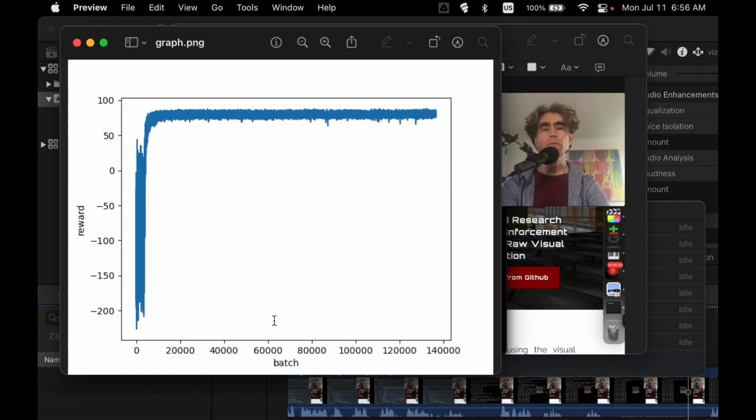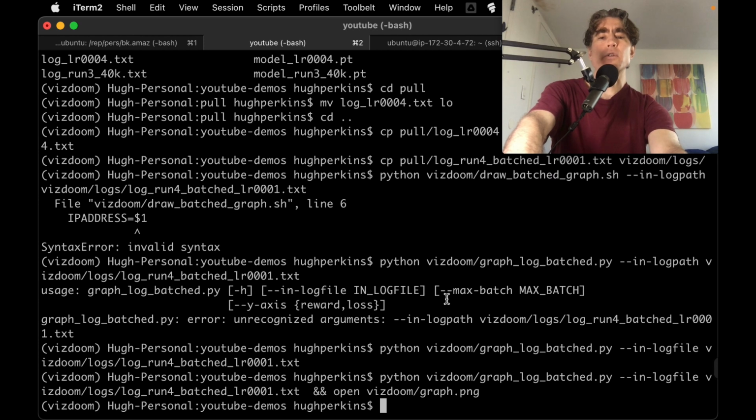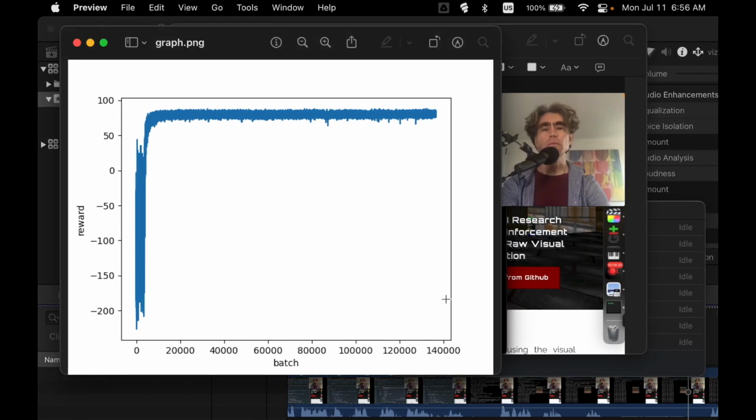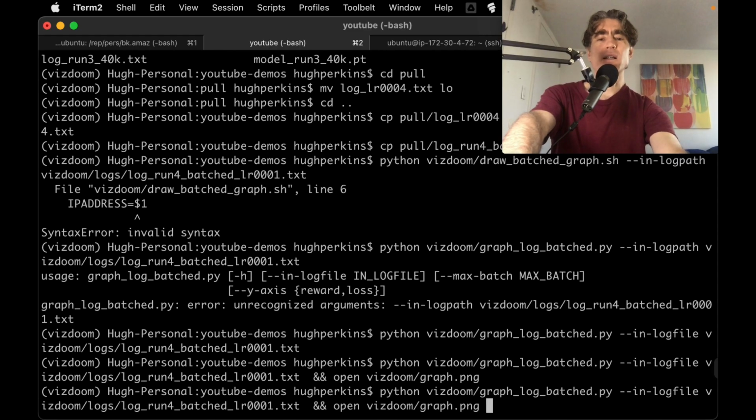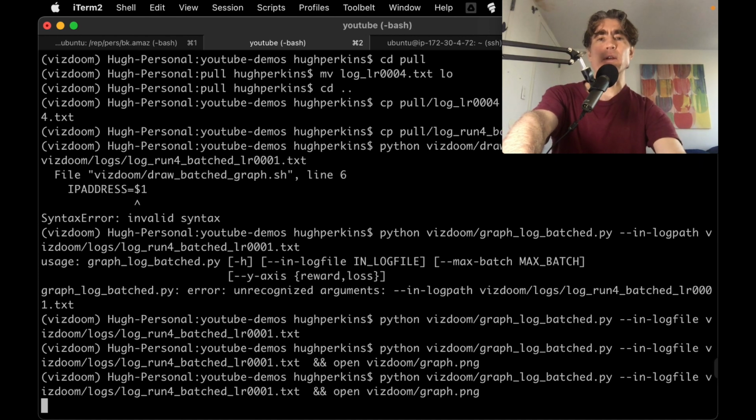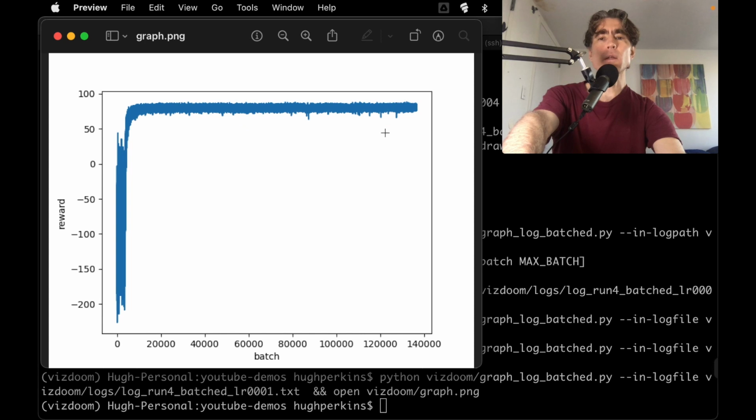Cool. All right. So that's super stable. This is 140,000 batches, and each batch is 16 episodes, right? Oh wait, it's opening a different desktop. I have to grey that out, I guess. All right. Let's hope it opens in this desktop. There we go.